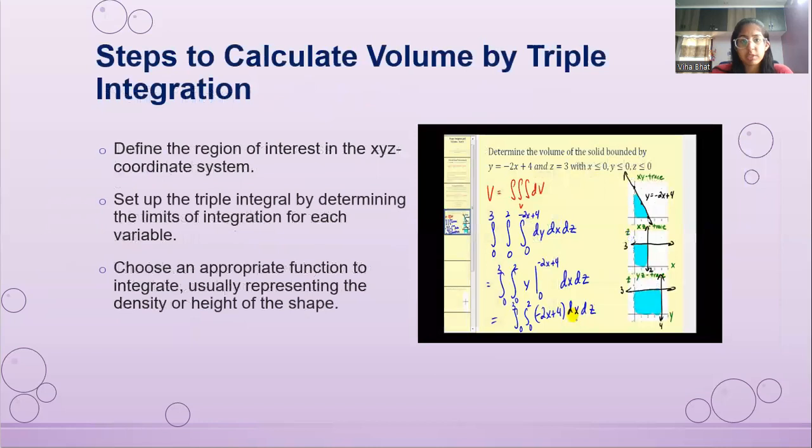So what are the steps to calculate the volume by triple integration? First, we have to define the region of interest in the coordinate system. Next, we have to set up triple integrations by determining the limits of each integration. Then we have to choose an appropriate function to integrate, usually representing the density or height of the shape.